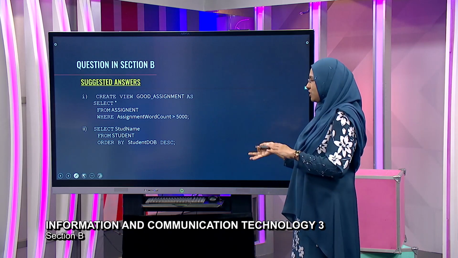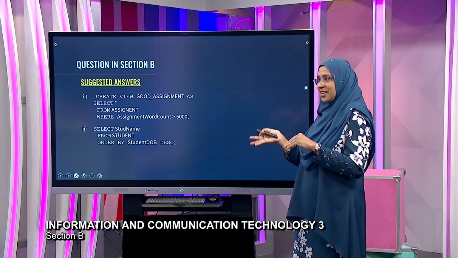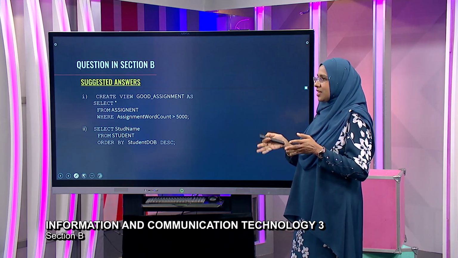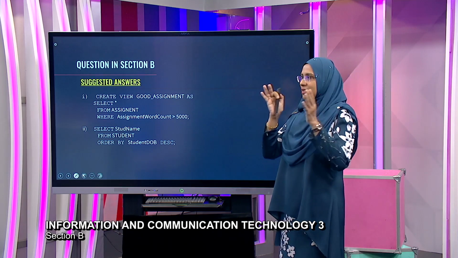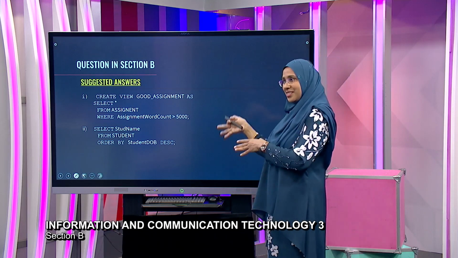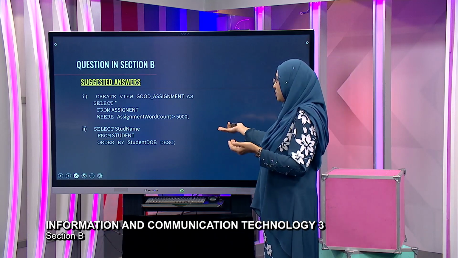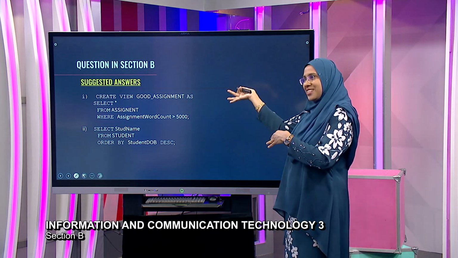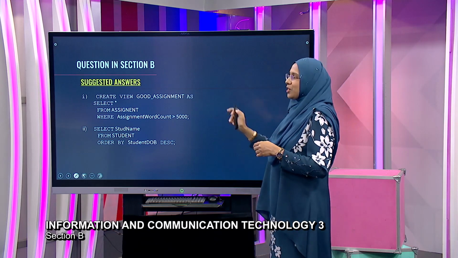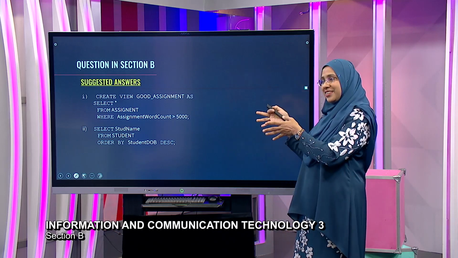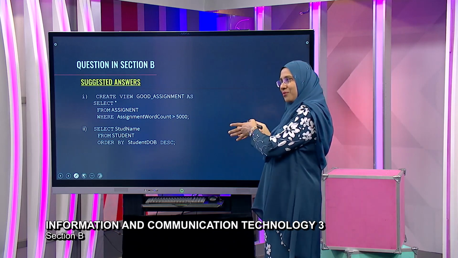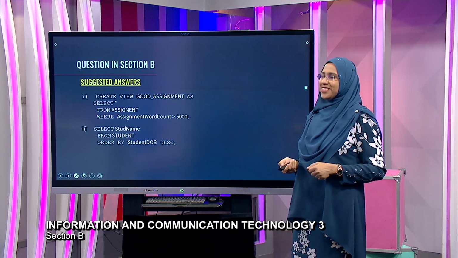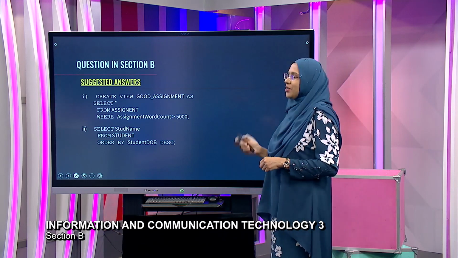Next challenge, is it ascending or descending? Because the question asks you to arrange the data from youngest to eldest. So maybe students might write ascending because youngest to eldest sounds ascending, right? But according to date of birth, the year, the latest year is the youngest. That is the tricky part. So students, please read the question carefully.